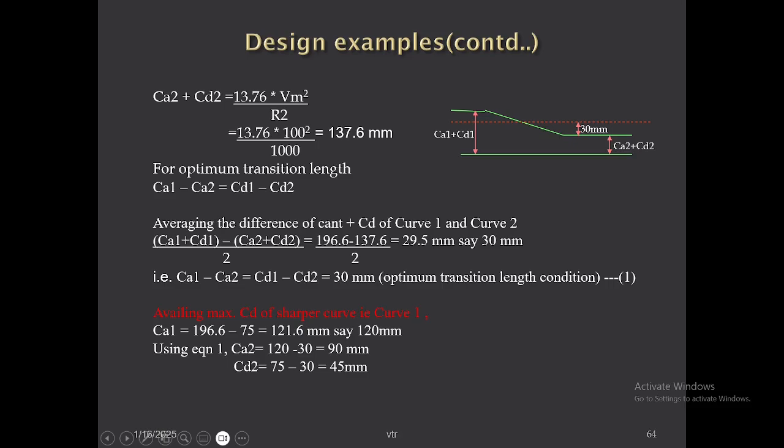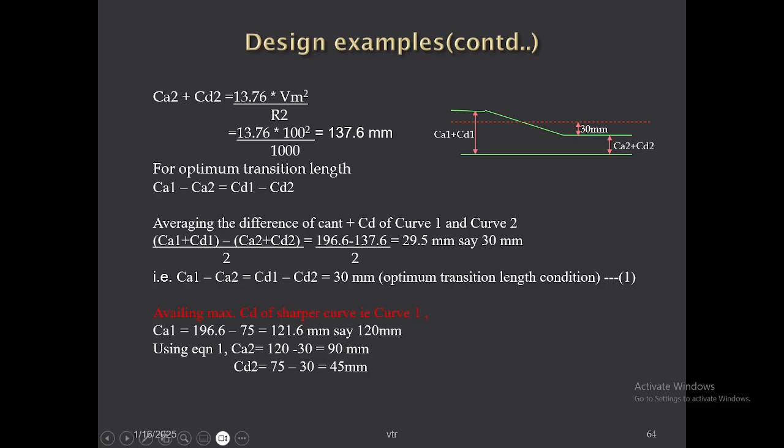And subsequently, we are averaging the difference of the equilibrium cant of the first curve and second curve. CA1 plus CD1 is the equilibrium cant of the first curve, and CA2 plus CD2 is the equilibrium cant of the second curve. Averaging the difference of the equilibrium cant, we get this value, which will be the difference of cant actual of both curves and the difference of cant deficiency of both curves.